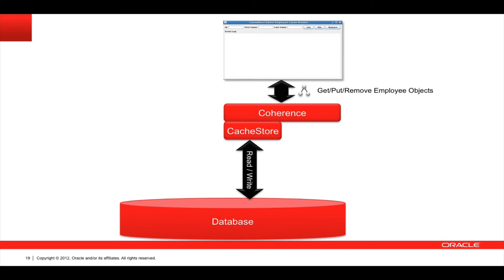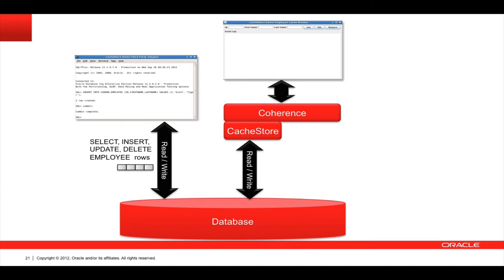It interacts with the Coherence cluster. It's a cluster client, interacting with simple gets and puts to the employee cache. We're going to see Coherence take those objects and pass them to a cache store and do insert, update, delete as necessary based on the operations I perform in the client. So it's a very simple application with a very simple data model, in this case one object.